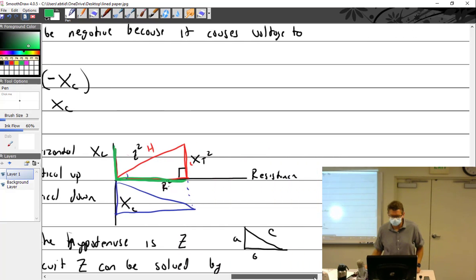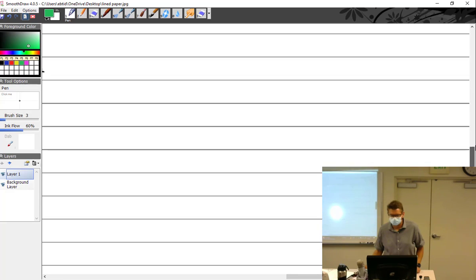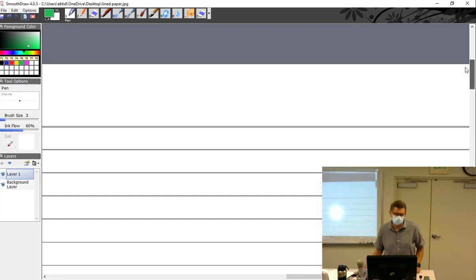But it's not going towards the negative. With a capacitive circuit, it goes down. We call it negative.